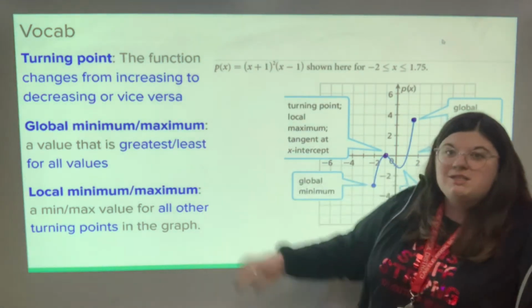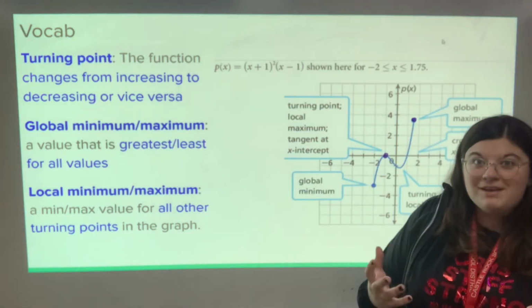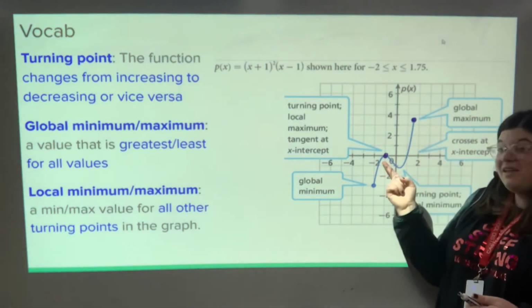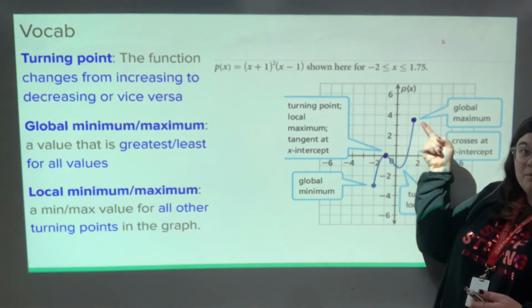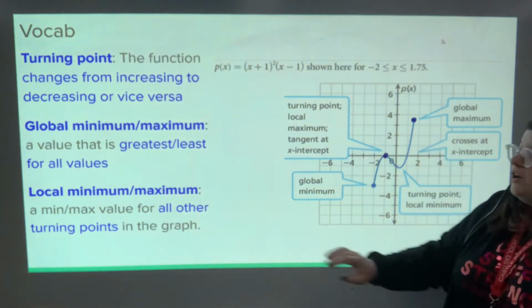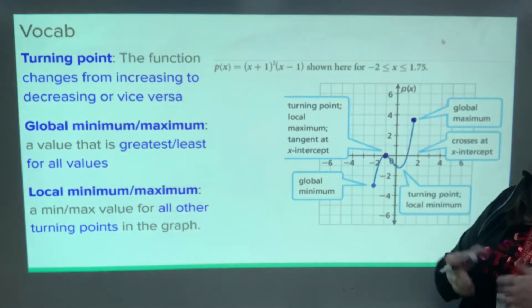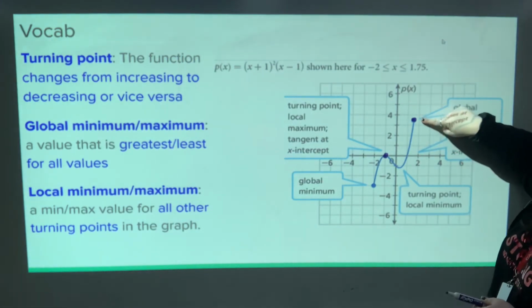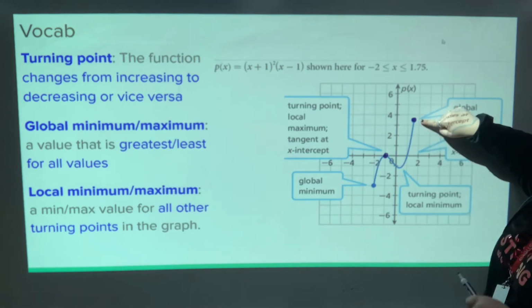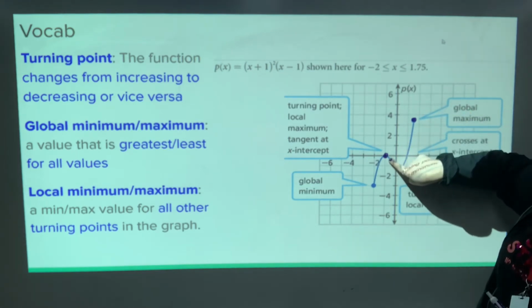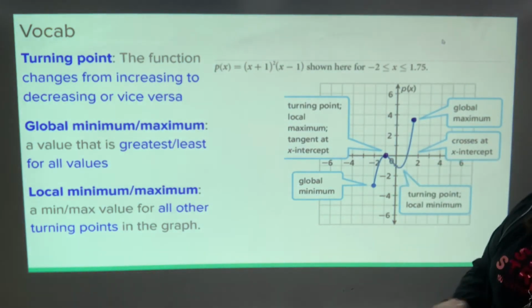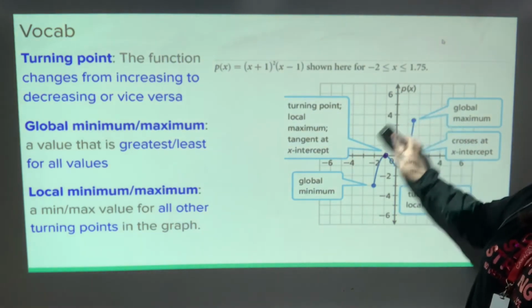The global maximum is the biggest one, right? So this is obviously a bigger maximum than this one here. So this is your global maximum. Your local maximum is a max for all other turning points in our graph. So while this one was considered the global maximum, this other turning point it's a maximum, but we're just going to call it the local maximum, right? Same thing for global and local minimums, all right?